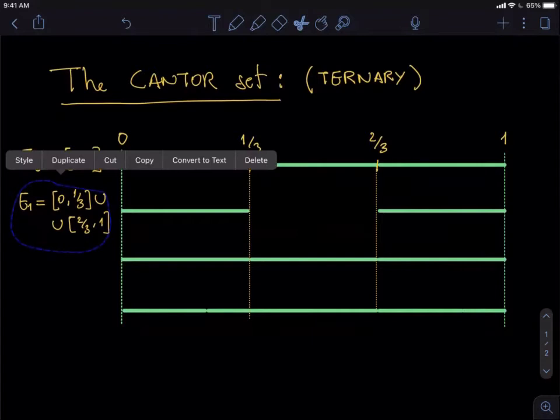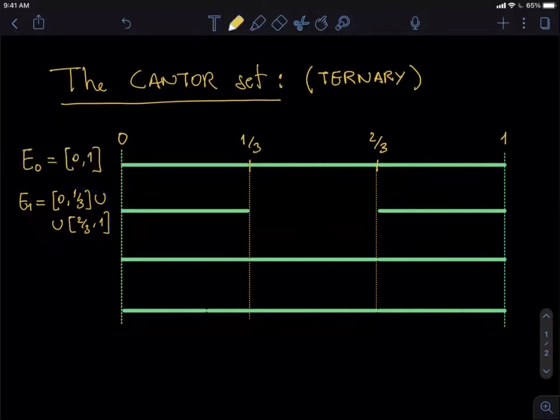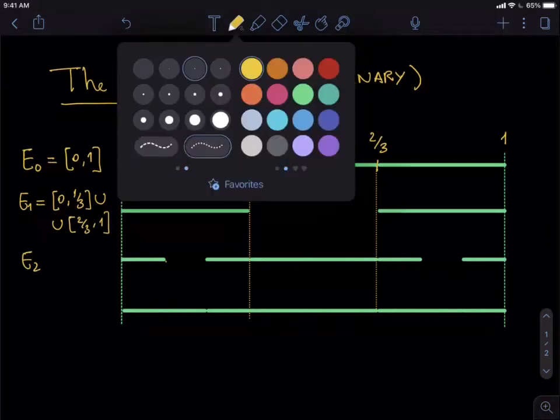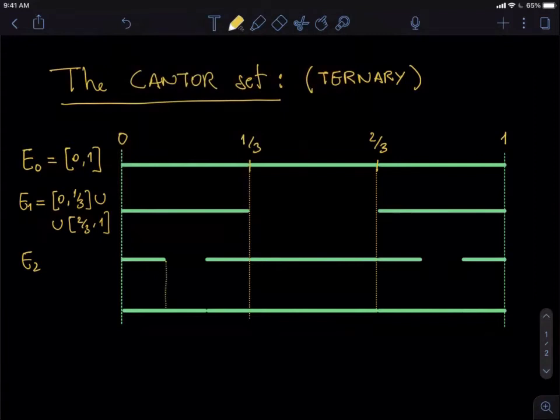Now, the next step, for E2, what I'm going to do is again remove the middle thirds of my set and then keep track of those points. Let me use a dashed line. Okay. And I will just keep doing this over and over.